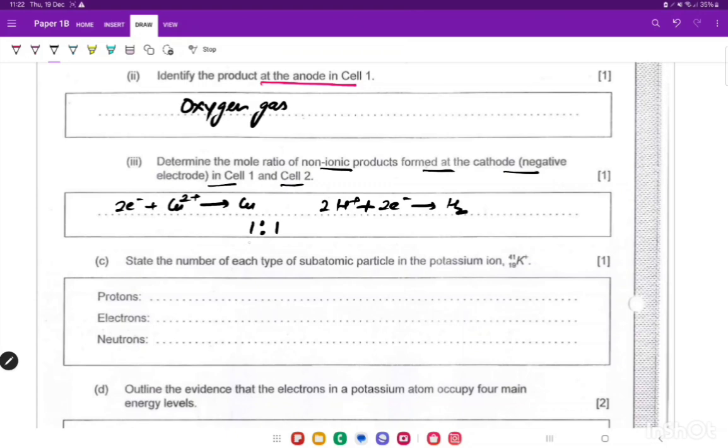1 mole of copper requires 2 moles of electrons. Similarly, 1 mole of hydrogen gas also requires 2 moles of electrons. The ratio is 1:1.